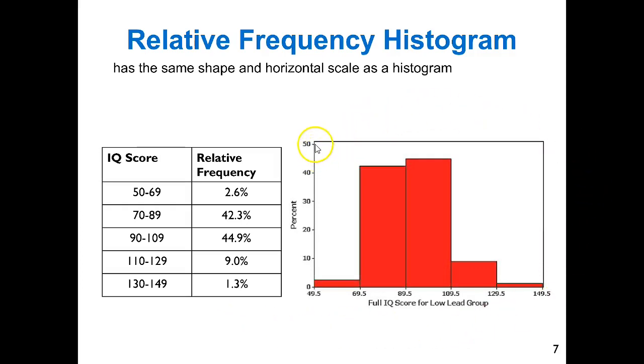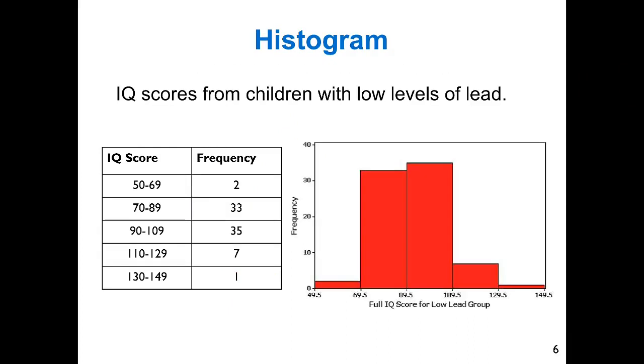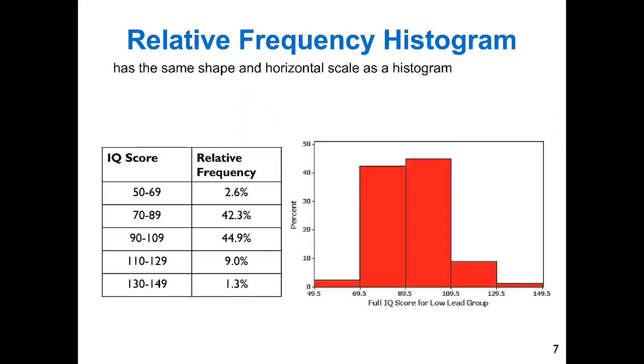So there it is. The only difference with this histogram and the one on the last slide is that here the y-axis, or the vertical axis, are percentages because we're dealing with relative frequencies, percentages, as opposed to frequency. And another important thing to note is if we go back and we look at the shape of the histogram for the frequency distribution, you'll notice that the shape of the relative frequency histogram is the same shape. So the relative frequency histogram has the same shape in horizontal scale as its histogram.